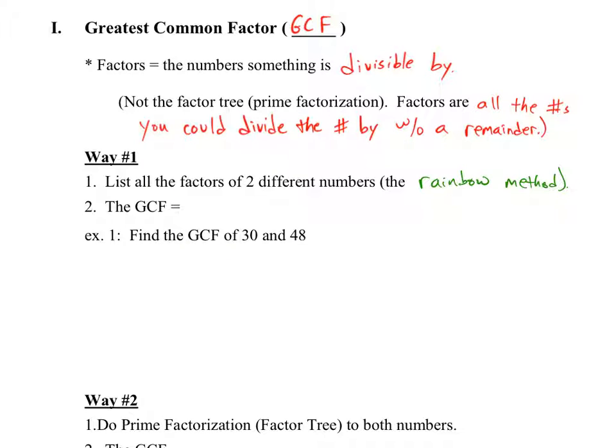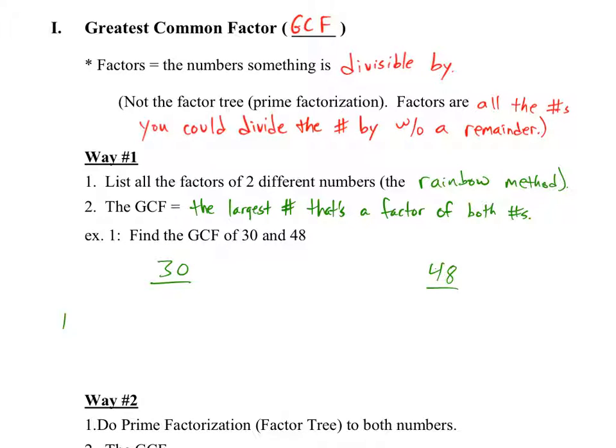So the greatest common factor is the largest number that's a factor of both numbers. So in other words, if we were to have the greatest common factor of 30 and 48, the largest number that's a factor of both numbers, I'm going to figure out, okay, what are all the factors of 30 over here? What are all the factors of 48 over here?